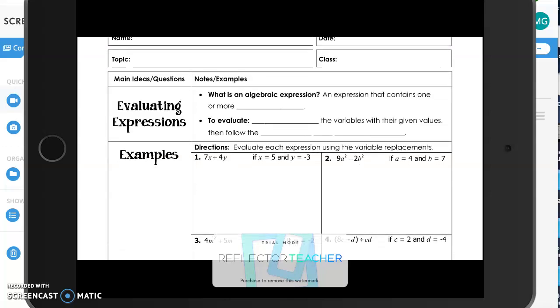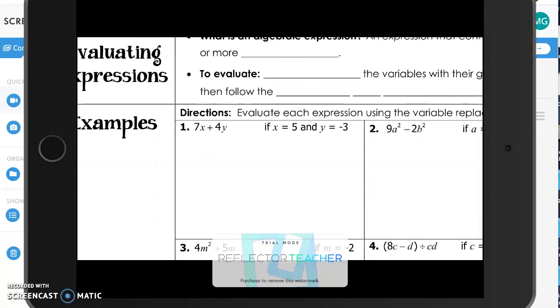On pages 20 and 21, we are going to look at evaluating expressions. First of all, expressions are just when you have math without equal signs. So you have operations with numbers, or now in our case, we're going to have variables also. When you look down at number 1, it says 7x plus 4y. That is an expression.